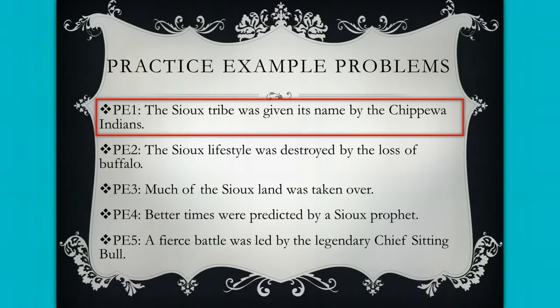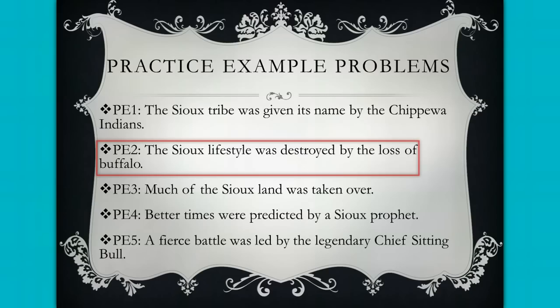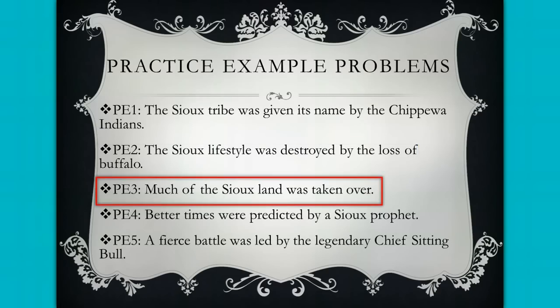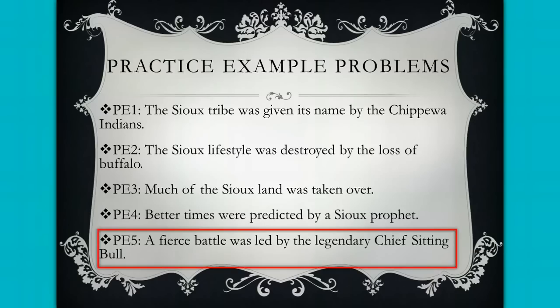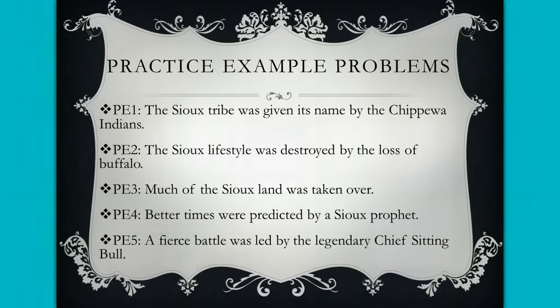Number 1. The Sioux tribe was given its name by the Chippewa Indians. Number 2. The Sioux lifestyle was destroyed by the loss of buffalo. Number 3. Much of the Sioux land was taken over. Number 4. Better times were predicted by a Sioux prophet. Number 5. A fierce battle was led by the legendary Chief Sitting Bull.